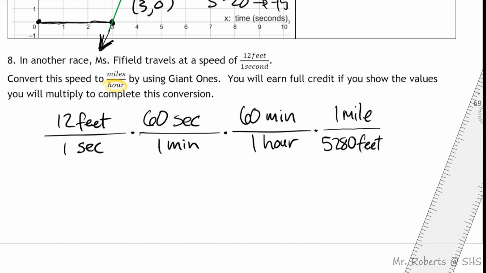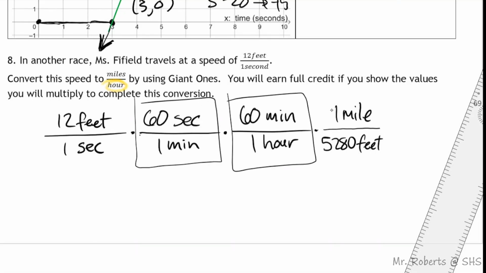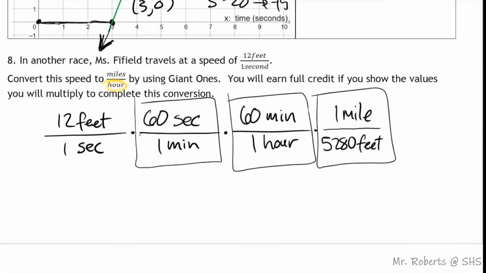So look at this. I've got 12 feet per second. I multiplied by a giant 1 times another giant 1 times another giant 1. And we know that if we multiply by 1, we don't change the value of something. We're just going to change its format.